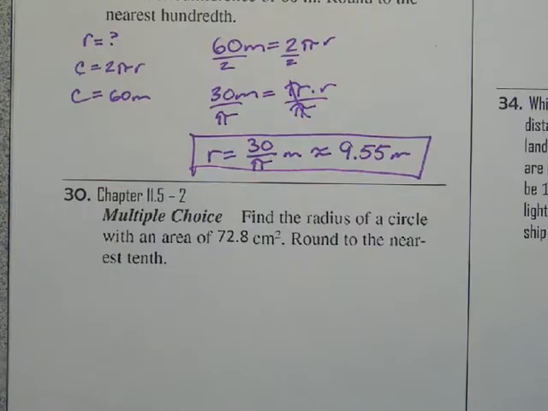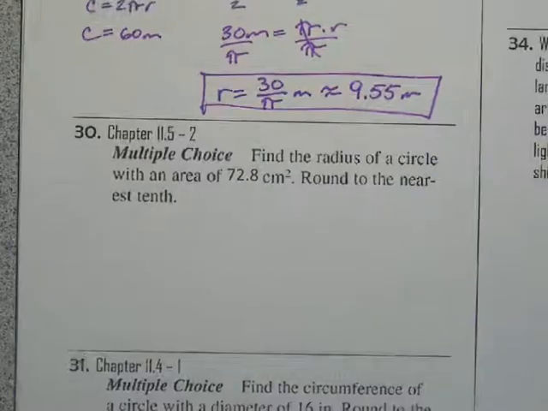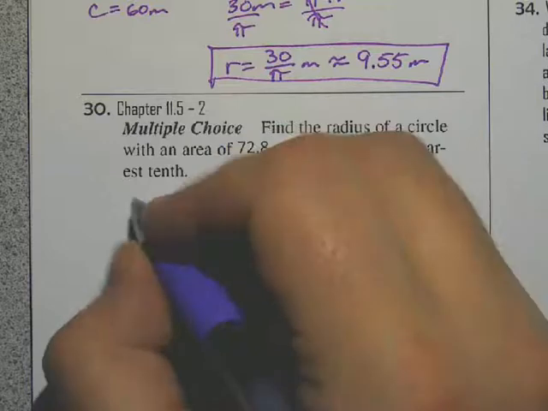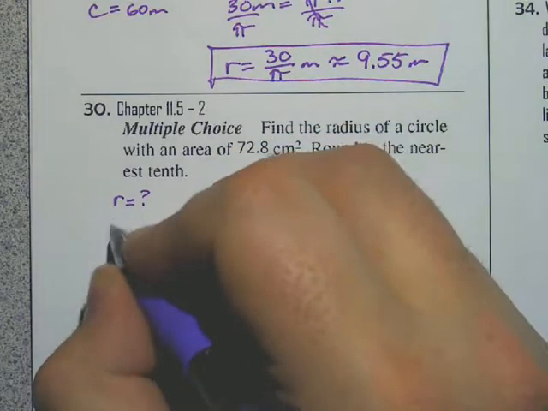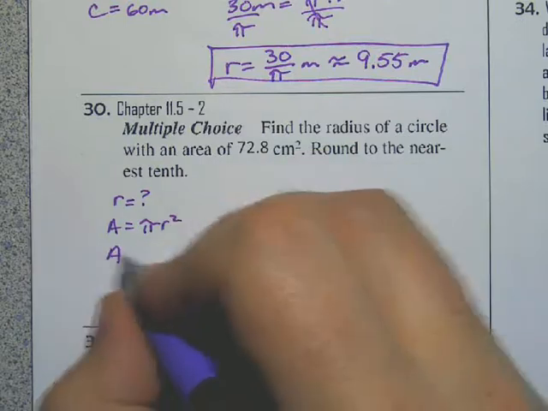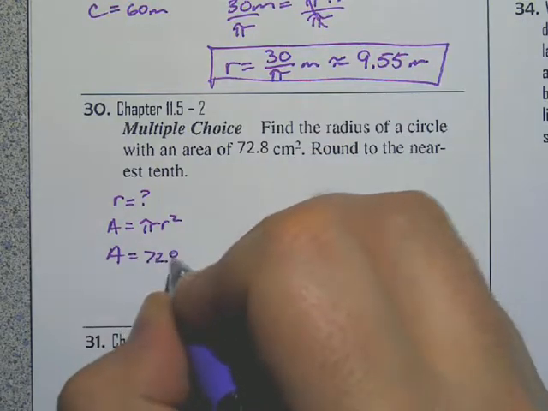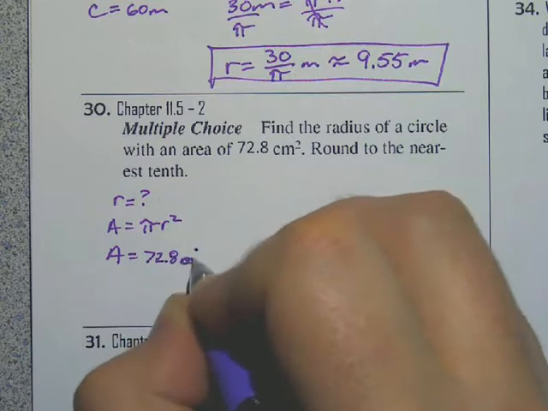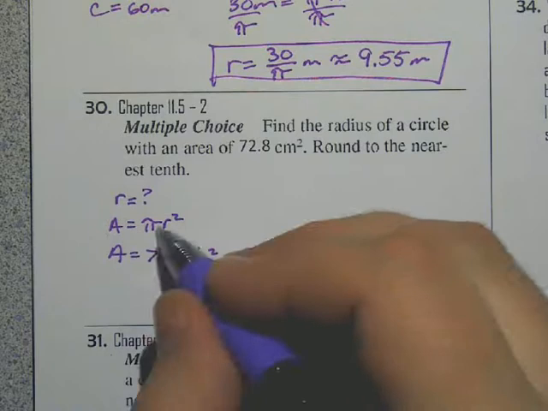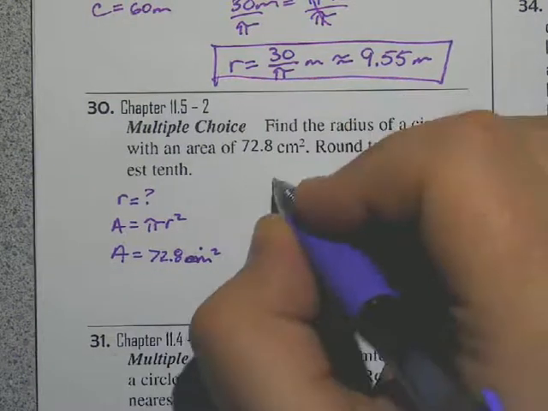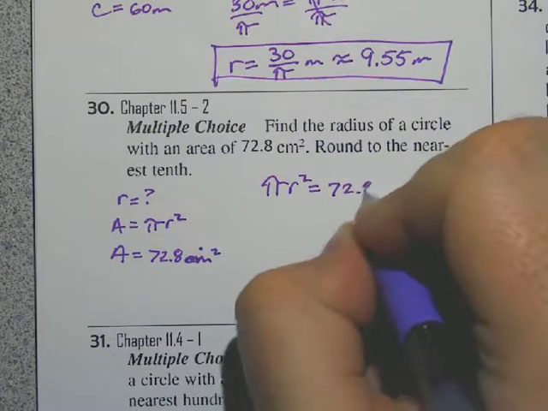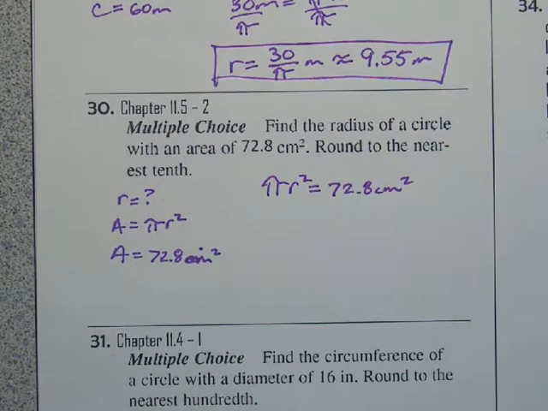Okay, find the radius of a circle with an area of 72.8 centimeters squared, round to the nearest tenth. Okay, so this is once again, I want to find the radius. I don't know it. I do know that area is pi r squared, and they told me the area is 72.8 centimeters squared. And since these two are both areas, I can set them equal once again. Pi r squared equals 72.8 centimeters squared.